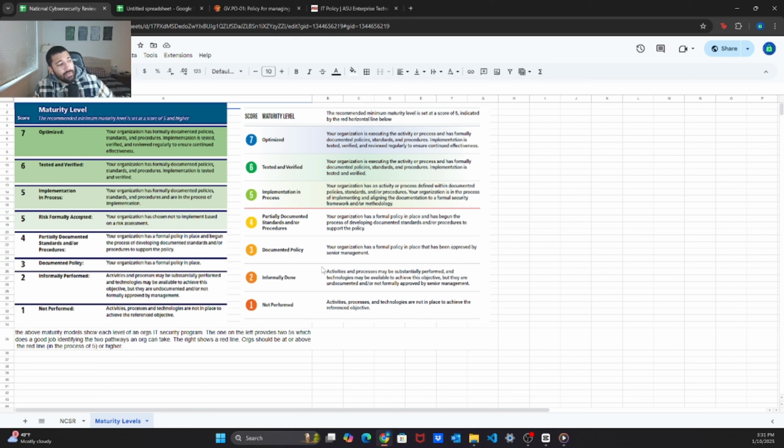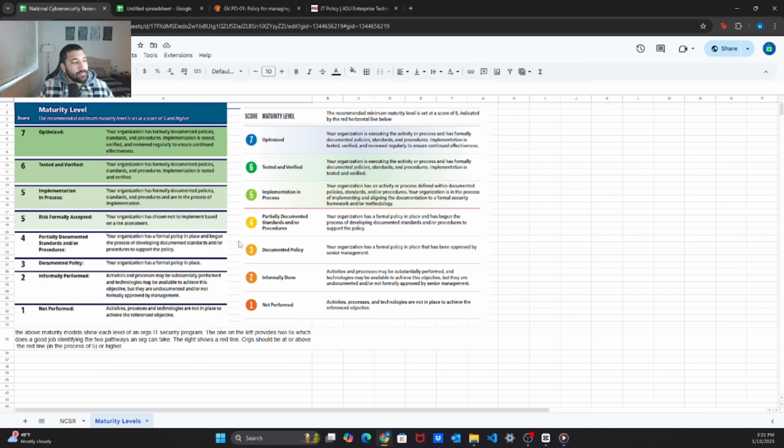And then documented policy. What 3 is saying right here is your organization has a formal policy in place that has been approved by senior management. So that is saying that you have an established policy in place, not standards or procedures. Okay, a policy is not standards or procedures, but you have a formal policy in place stating your objective and your goal and what to do, okay, and what you're trying to achieve.